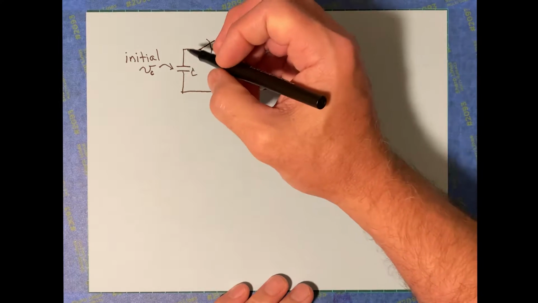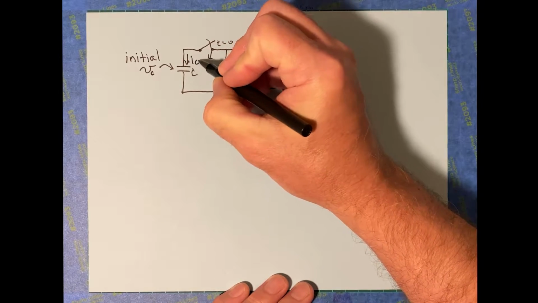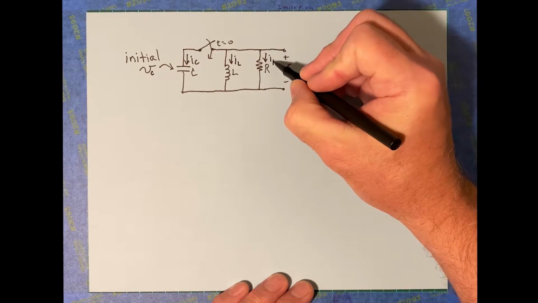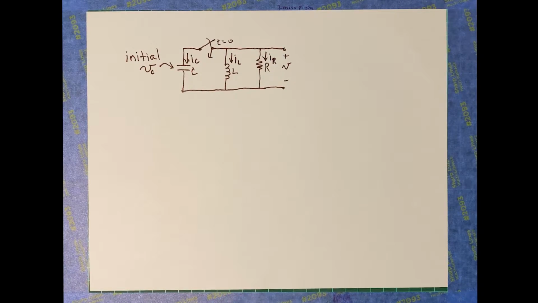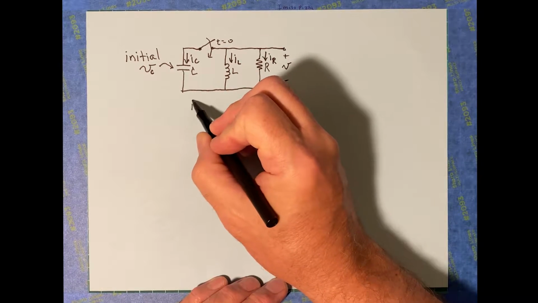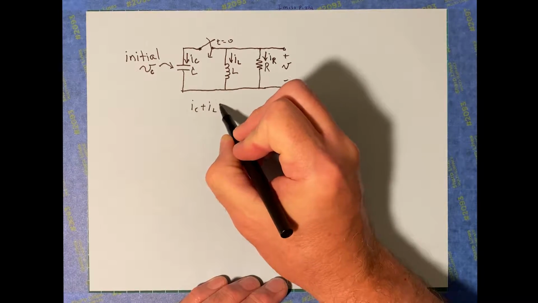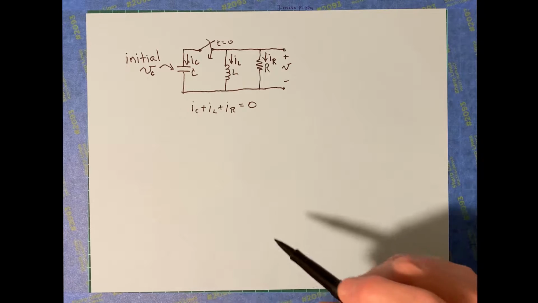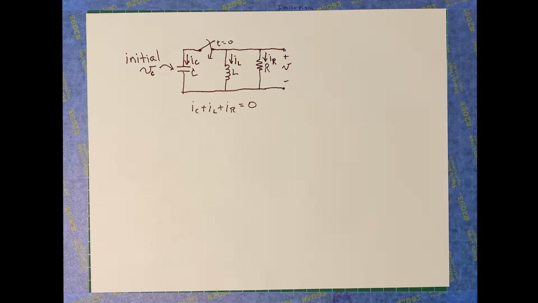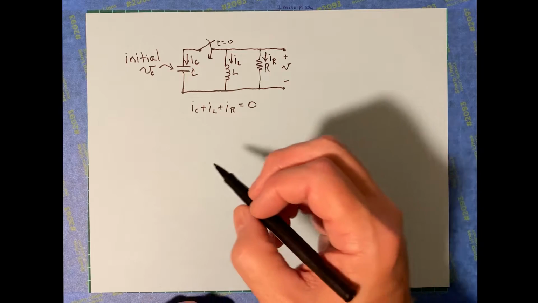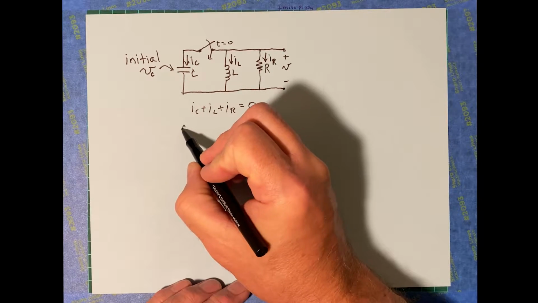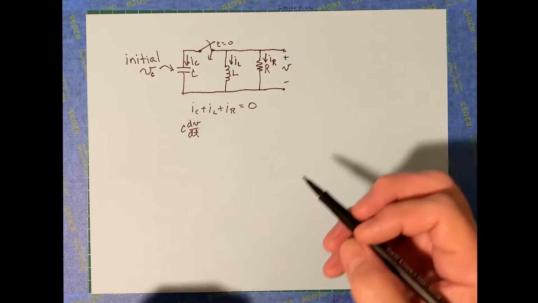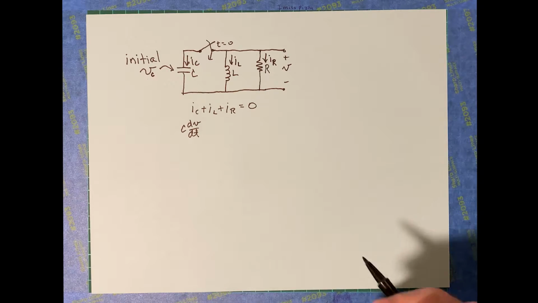So let's sum up the currents. Let's say that's I sub C, that's I sub L, that's I sub R, leaving that top essential node. You know that I sub C plus I sub L plus I sub R has to equal 0. Well, we know the relationship between voltage and current for all of these elements, so we can write that down. For I sub C, that's just going to be C dV/dt. We're starting with the currents, but this is going to be a voltage equation.